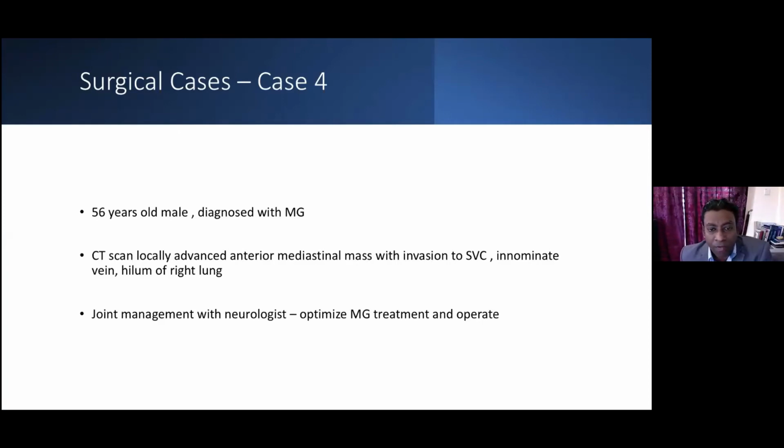This patient had a locally advanced anterior mediastinal mass with invasion to the superior vena cava, innominate vein, and hilum of the right lung.